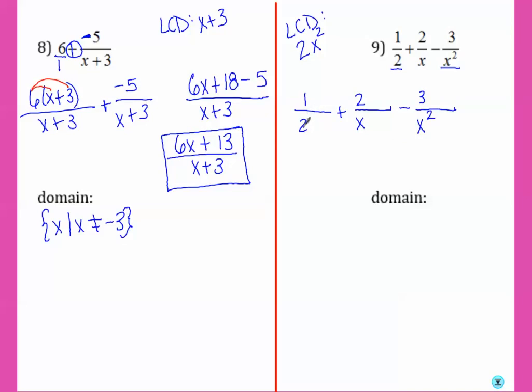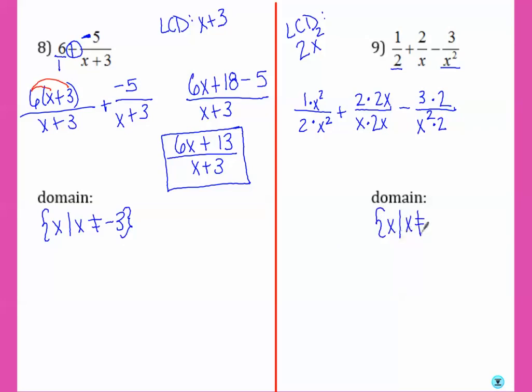So in order to go from 2 to 2x squared, we're going to multiply by x squared. To go from x to 2x squared, we need to multiply by 2x. And to go from x squared to 2x squared, we need to multiply by 2.